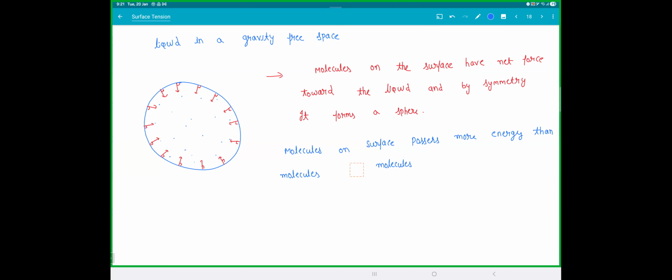So but more energy than molecules inside the liquid. Anyways, right? Due to the unbalanced forces.